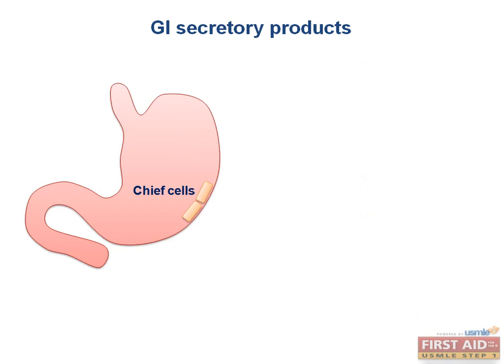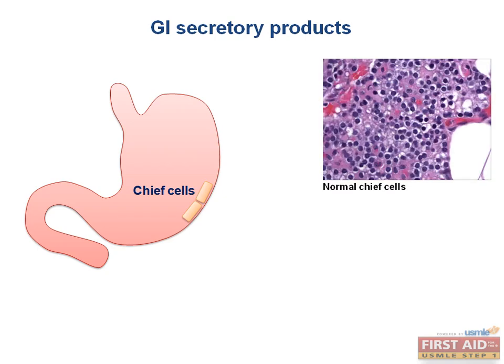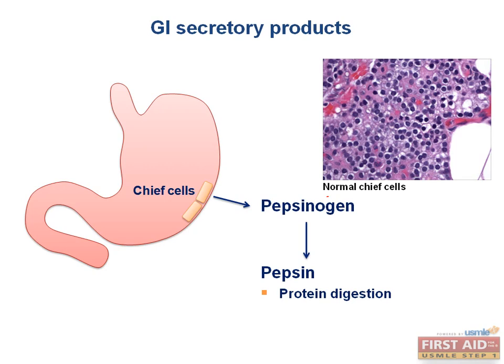Pepsin is another product of the stomach. It's produced by the chief cells, which you can also see here. It is first secreted in the inactive pepsinogen form, which is then cleaved into pepsin. Pepsin is required for protein digestion. Pepsinogen secretion is increased by vagal stimulation or local acid.